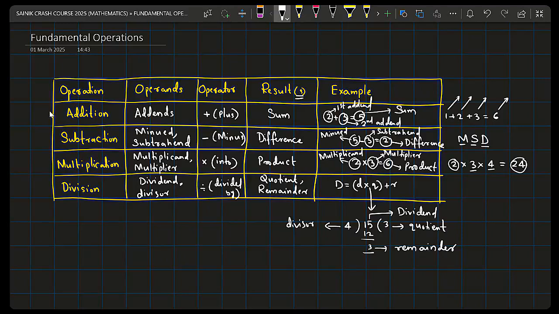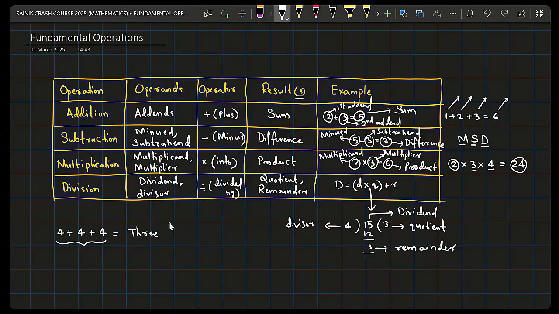And one more important thing, the relation between addition and multiplication. Multiplication is not a new operation. It is repeated addition. For example, I want to add 4 three times. 4 plus 4 plus 4. How many fours are there? 3 fours. Let's write like this.